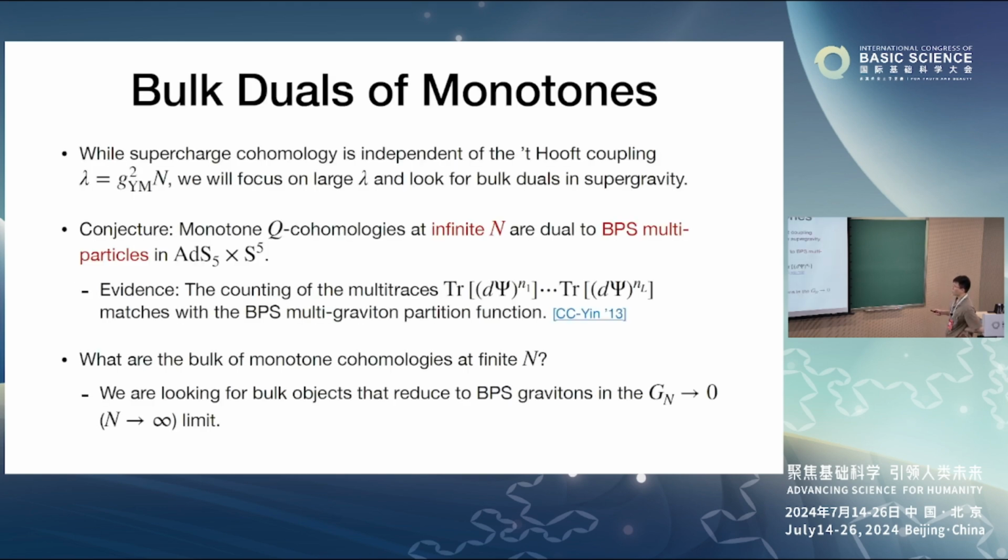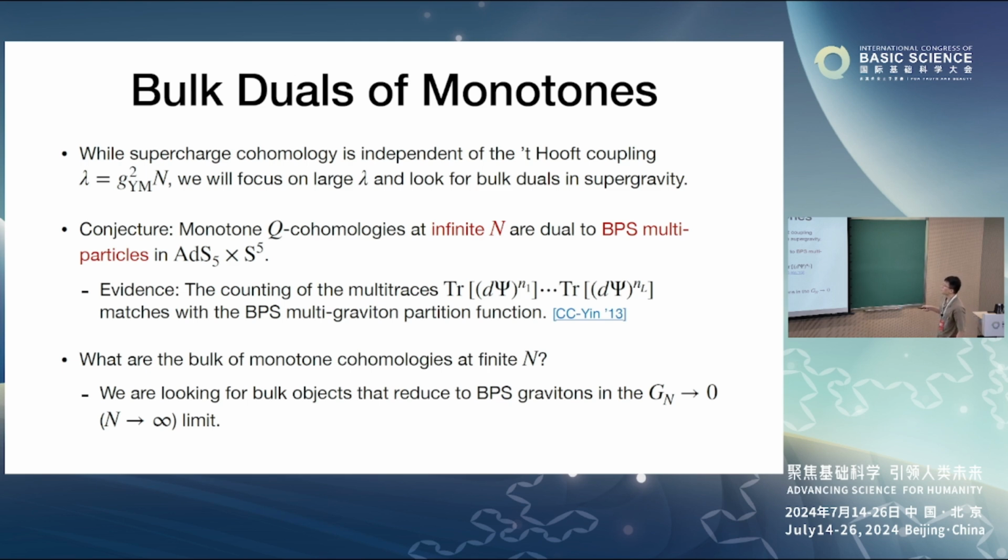And first, let me specify what kind of bulk dual we are searching for. We know that by the non-renormalization conjecture, supercharge cohomology is independent of the 't Hooft coupling lambda, because it's independent of the Yang-Mills coupling. But we will actually focus on large lambda. That's the regime where the bulk theory is supergravity. And we will look for bulk duals in the IR supergravity.